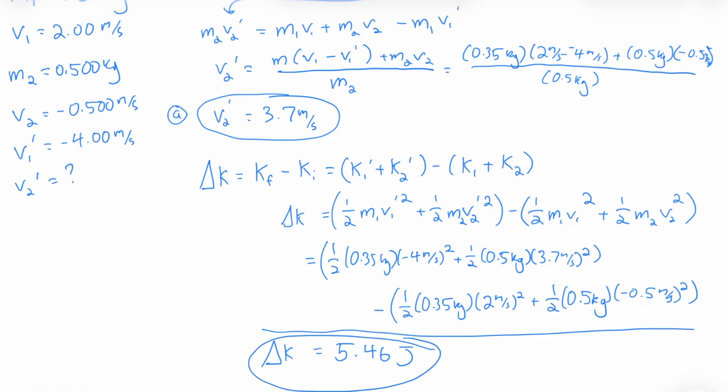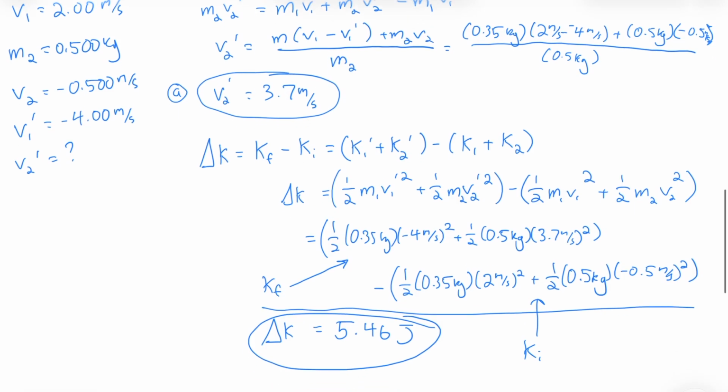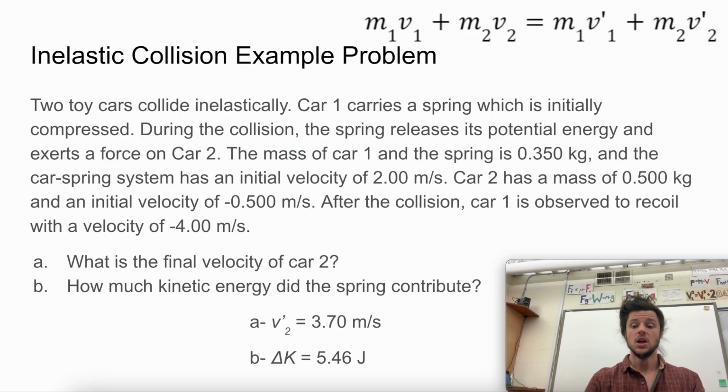So what we did was we took the sum of our final kinetic energies and subtracted out the sum of our initial kinetic energies. And that difference is how much work the spring did on our system, which in this case was 5.46 joules worth of work. So we ended up with some change in kinetic energy for our two cars, and the reason for that is that the potential energy of the spring ended up releasing kinetic energy into our system when those two cars collided.